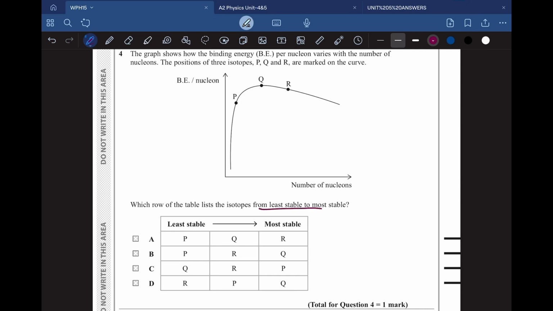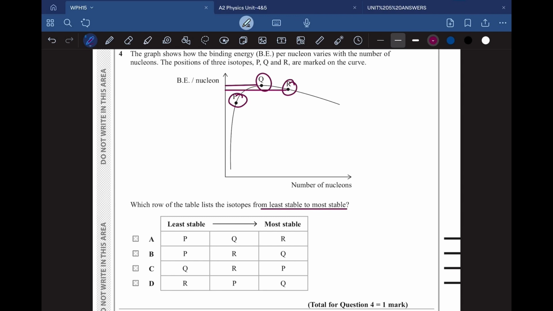We know the stability depends upon the binding energy per nucleon, right? The higher the binding energy per nucleon is, the more stable it is. Here we can see Q is at the top part, so it will have the most binding energy per nucleon and be more stable. R is the second one, so it will have the second most binding energy per nucleon and be second most stable. And P has the least binding energy per nucleon, so it will be least stable.